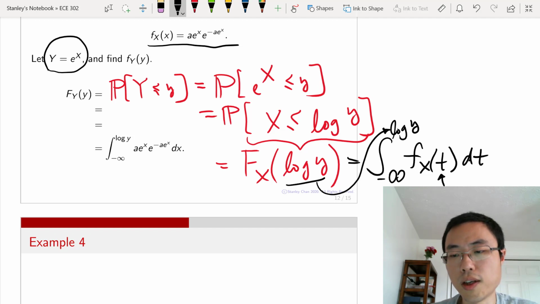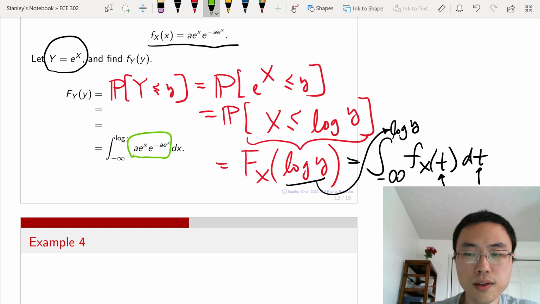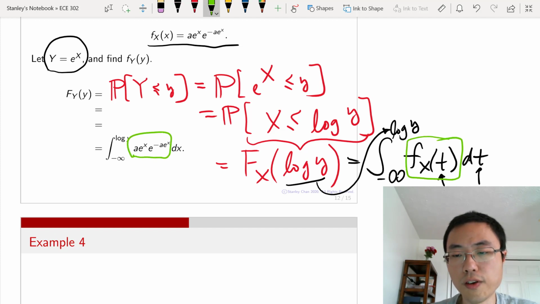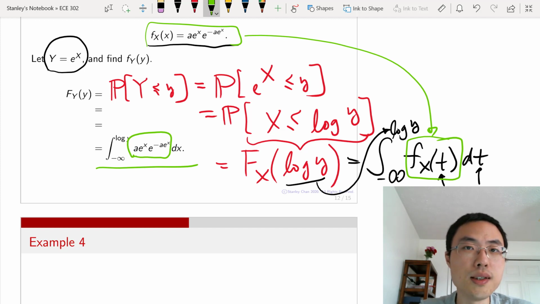This t is just a dummy variable, so that's pretty easy for me. So now let's see, what do I have? Well, you have this thing, and you just replace your f_X of t by your f_X of the dummy variable here. You can get this expression. That is your CDF of Y.